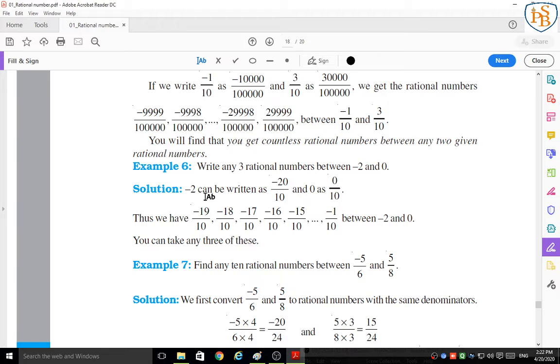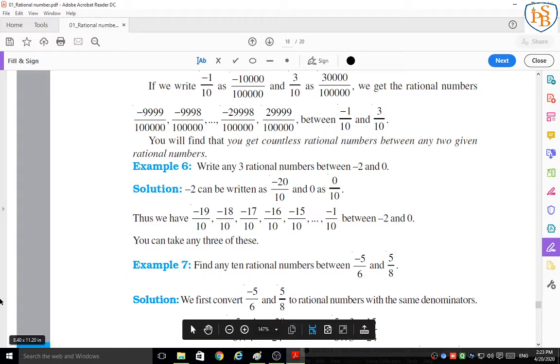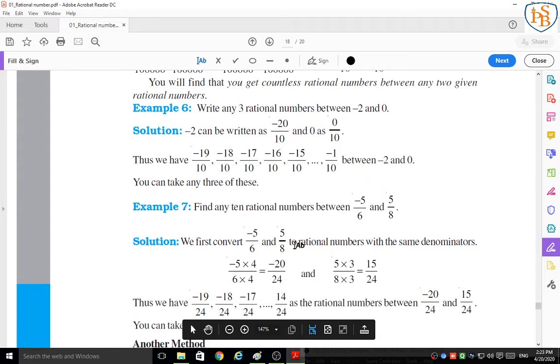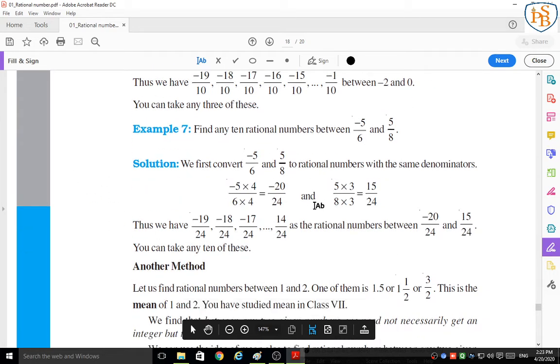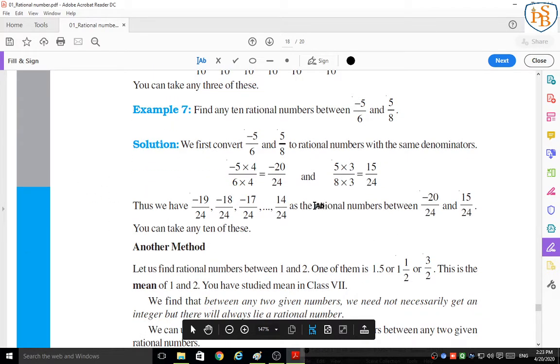Negative 2 can be written as negative 20 upon 10 and 0 can be written as 0 upon 10. So thus we have negative 19 upon 10, negative 18 upon 10, negative 17 upon 10 and so on up till negative 1 upon 10 between negative 2 and 0. Okay, you can take any 3 of these. But now step by step, how can we solve this example?